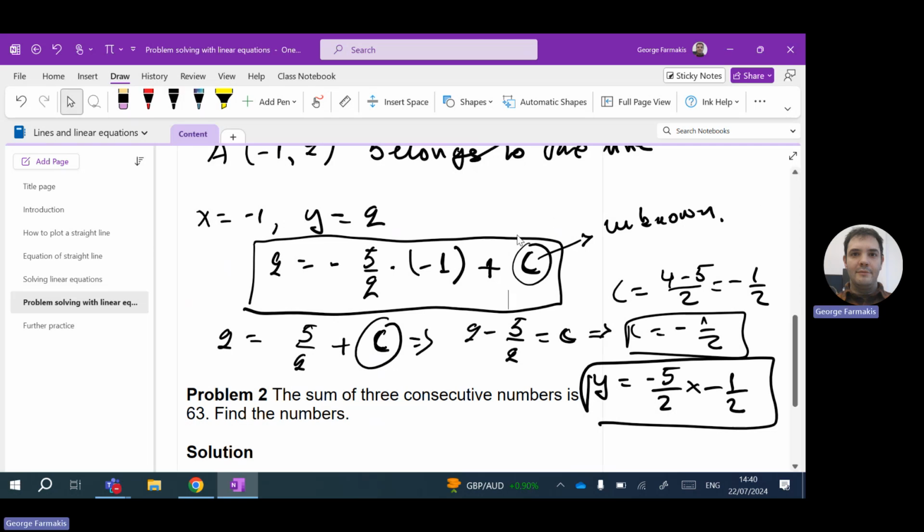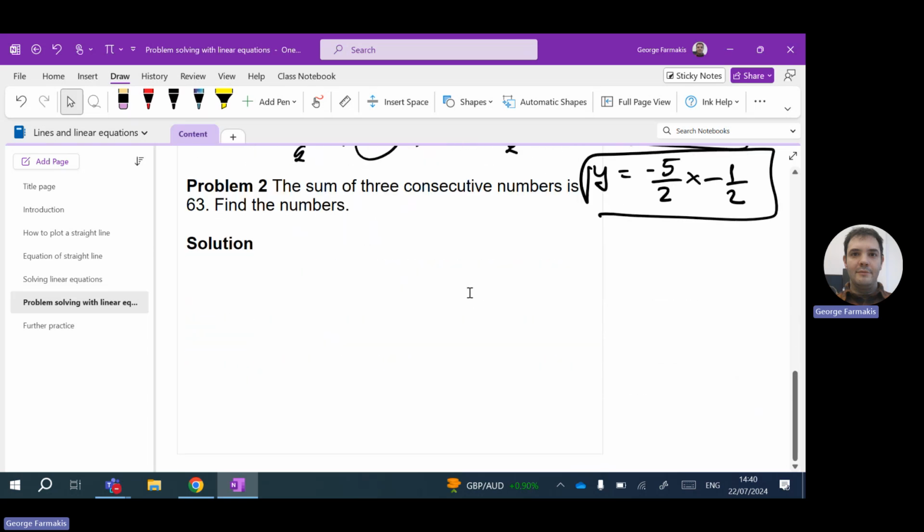Now let's see how we can also use an equation, how we can write down an equation to solve a problem. So here for this problem, we want to find 3 consecutive numbers whose sum is equal to 63. So we want to find these 3 numbers. So let's say, 3 consecutive numbers, we can denote them as x. The next one is x plus 1, and the third one would be x plus 2. Okay, so these are 3 consecutive numbers.